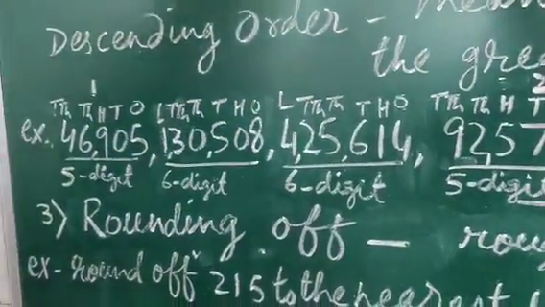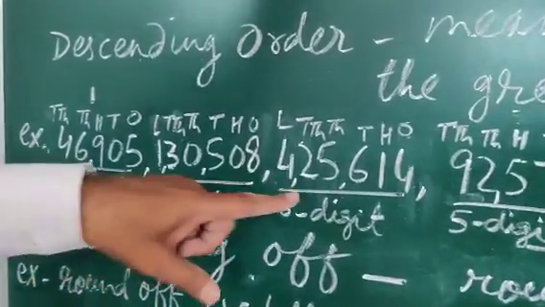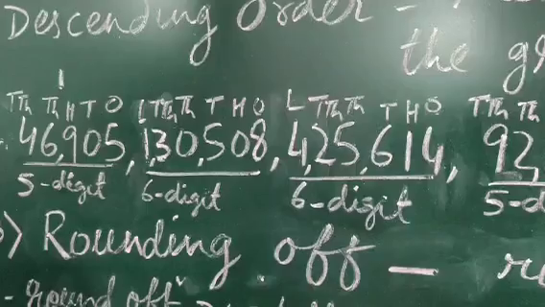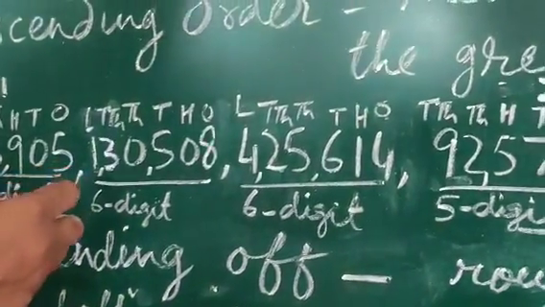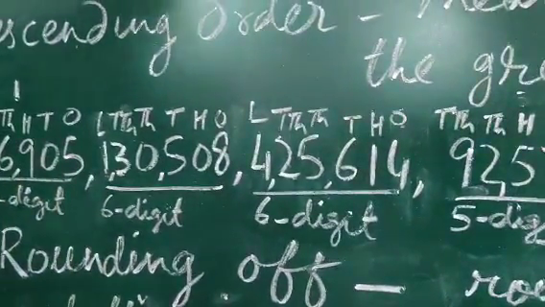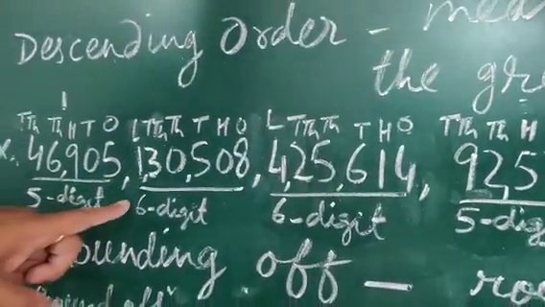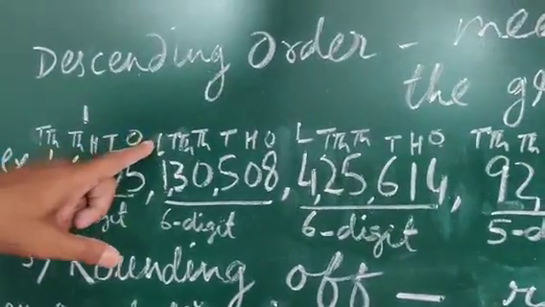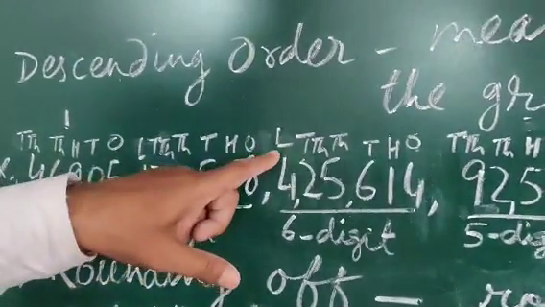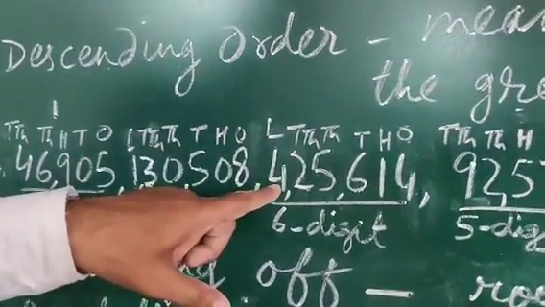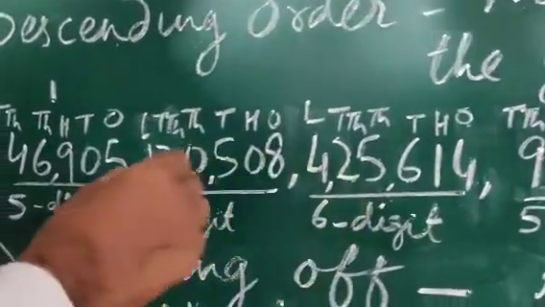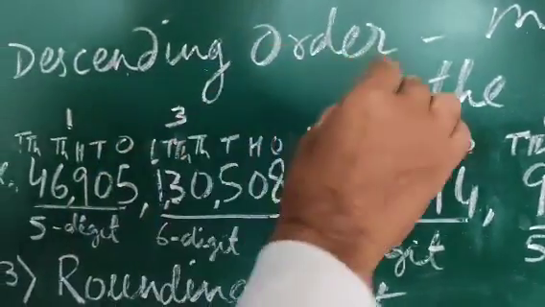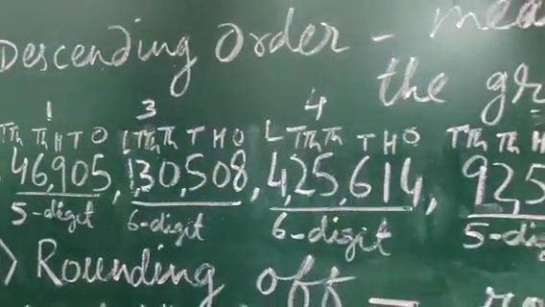Now two numbers are left. Again we find that both these numbers contain 6 digits. Now we will compare the largest place in both the numbers. In this number, the lakhs place is the largest place, and in the lakhs place there is 1. Whereas in this number, in the lakhs place there is 4. Obviously 4 is bigger than 1, therefore this is the third largest and this is the largest number.